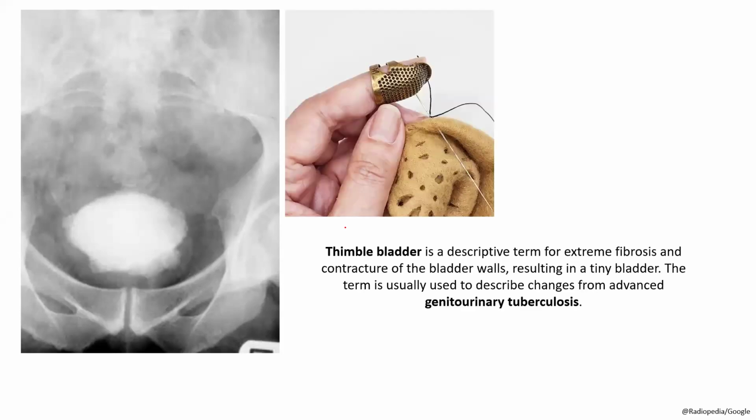What is happening in this intravenous urogram? Delayed image, you can see the bladder is irregular in outline and it is quite small in capacity. So this is thimble bladder, and it is because of extreme fibrosis and contracture of the bladder wall, which results in a tiny bladder, and it is seen in advanced cases of genitourinary tuberculosis, rare nowadays.